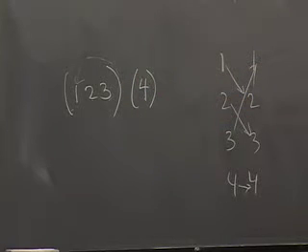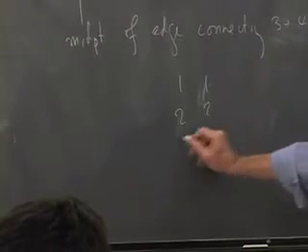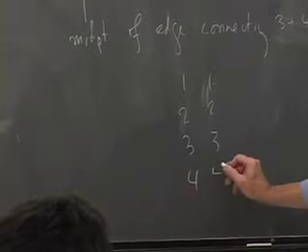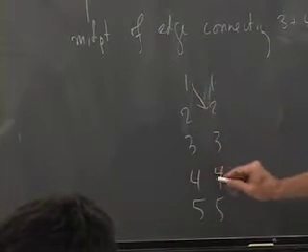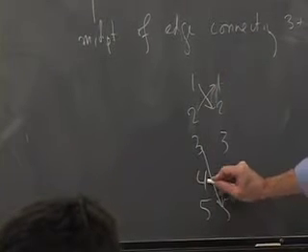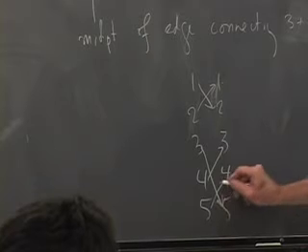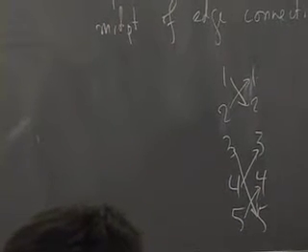Let's do another permutation. Let's do a permutation of 5 things. 1, 2, 3, 4, 5. Let's do this permutation. 1 to 2, 2 to 1, 3 to 5, 4 to 3, 5 to 4. That's a good permutation of 5 things. It would be notated like this.